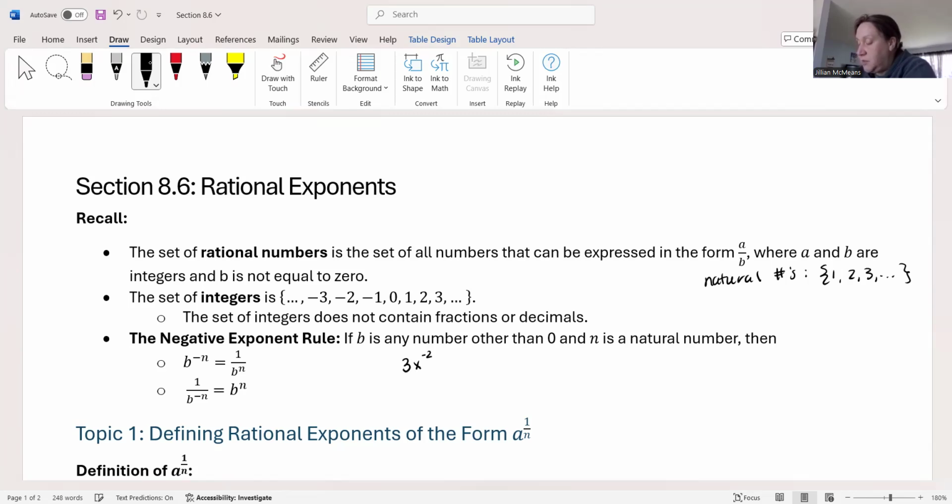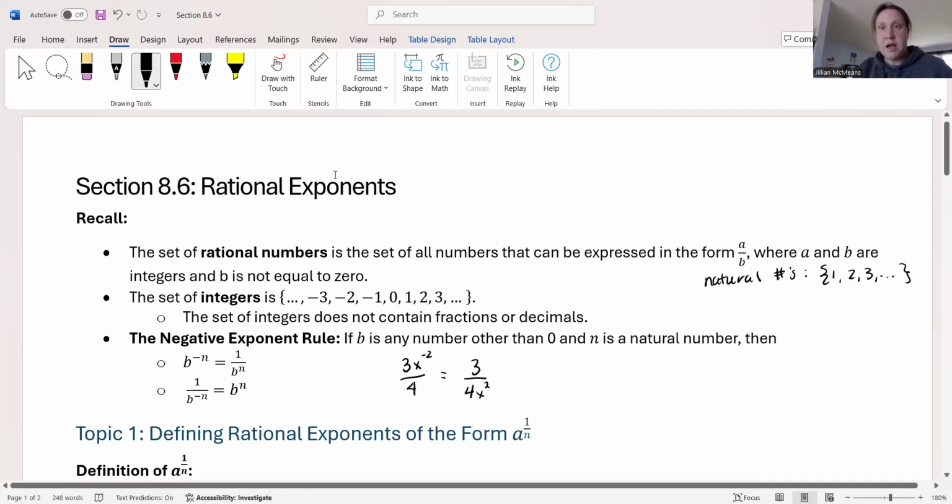So we could have something really simple like 3x to the negative second power over 4. Well, the 3 and the 4 are fine where they're at, but x to the negative second power needs to move. So we would move it to the denominator. So we would get 3 over 4 x to the second power. So that's all it means. We just take the factor with the negative exponent and move it.